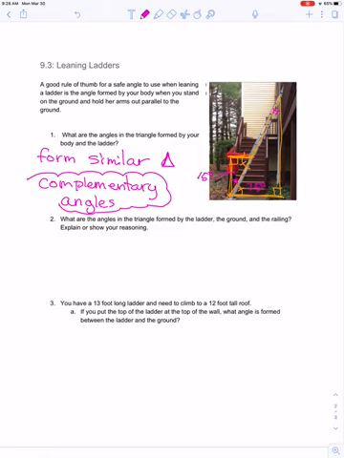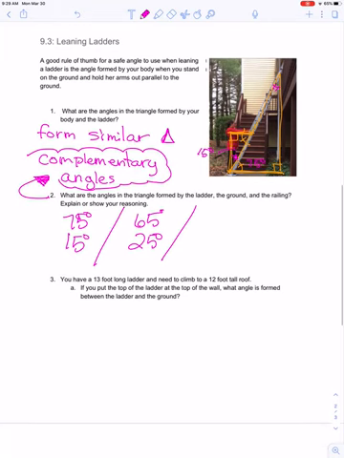Which I think is number 2 as well. What are the angles in the triangle formed? So actually, yeah. So if you put 75 and 15, 65 and 25 degrees, anything like that, just to make sure you have that combination. And that's your reasoning as well.